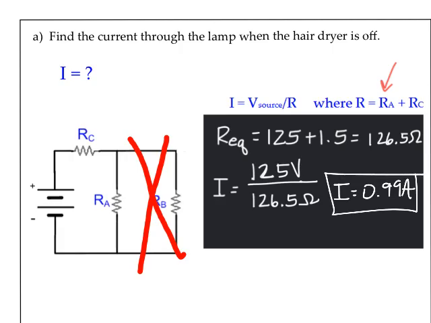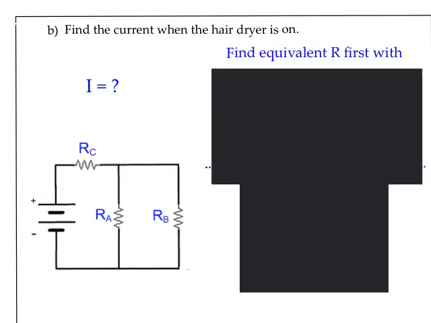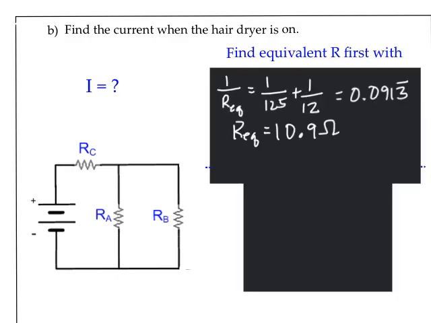In part B, now we're going to turn that on, so we'll have a series parallel combination. So now we have our original schematic diagram, and the first thing we want to do is find the equivalent resistance of the entire circuit. So we're going to follow the steps that we did earlier, and the parallel equivalent is going to be first. So I'm going to say 1 over 125 plus 1 over 12. And we end up with this fraction. Don't forget to take the inverse. This is the equivalent for just the parallel part of the circuit.